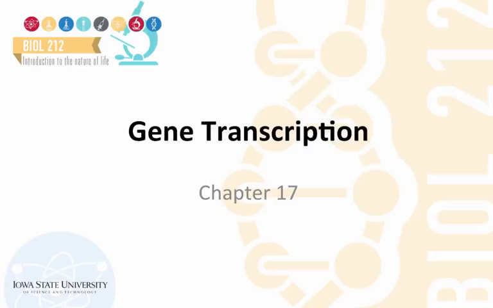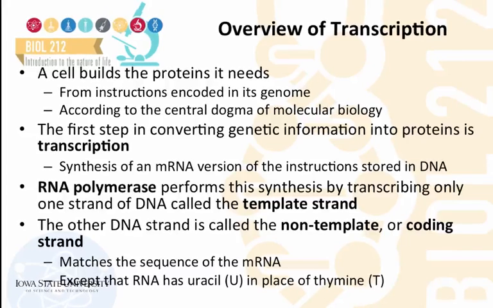In this video, we learn about the process of gene transcription. The instructions for all the proteins that are made inside a cell come from the genome or the DNA of the organism. According to the central dogma of molecular biology, these instructions are first used to build mRNA molecules, which are synthesized in the nucleus and transported out of the nucleus into the cytoplasm, delivering these instructions to the site of protein synthesis where proteins are built.